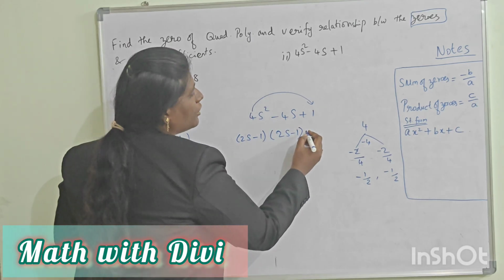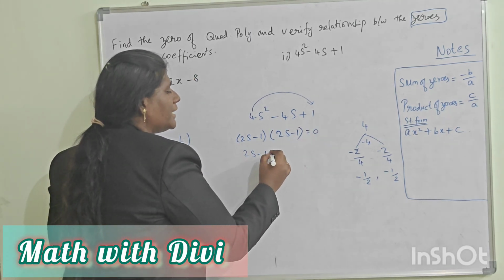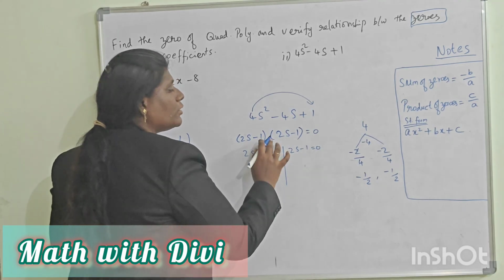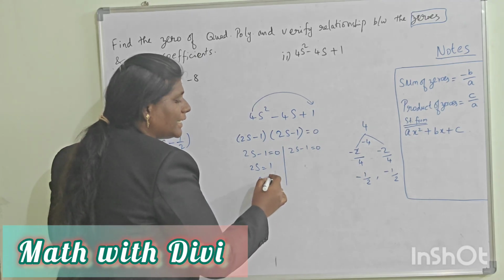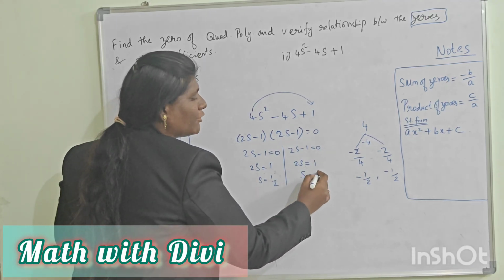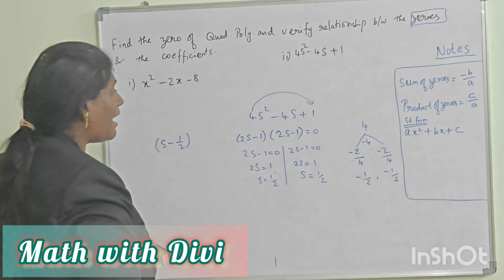Okay, to find the zero of the polynomial, we have to equate it to 0. So, 2s minus 1 is equal to 0. There are two possible answers. 2s is equal to plus 1, s is equal to 1 by 2. 2s is equal to 1, s is equal to 1 by 2. Same answer.